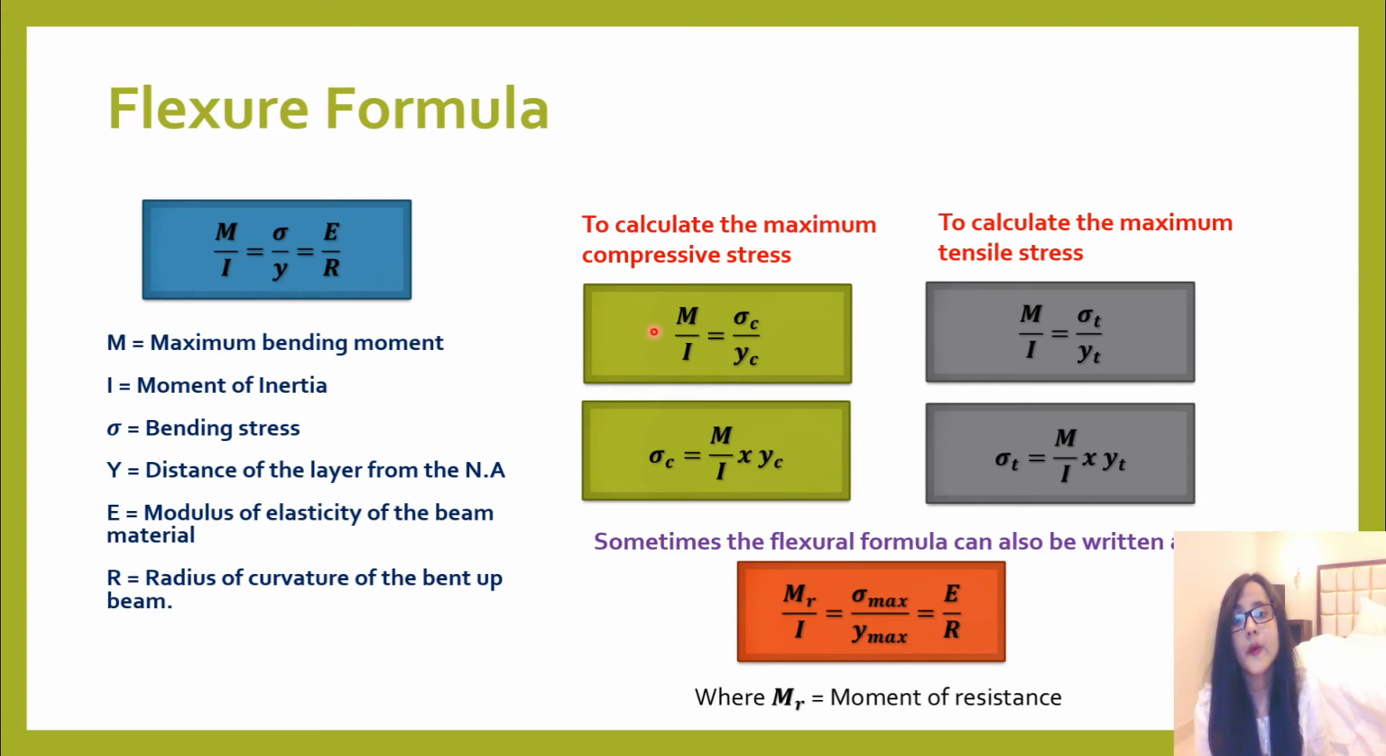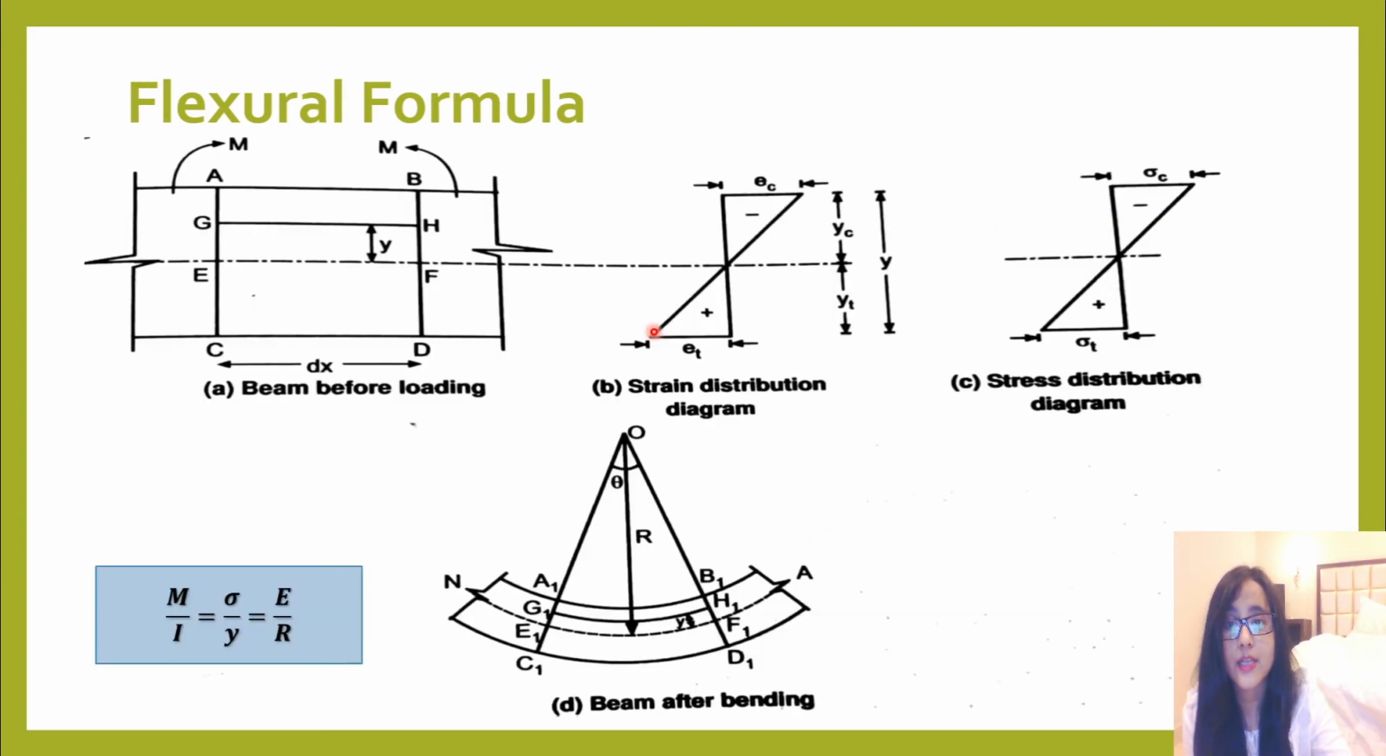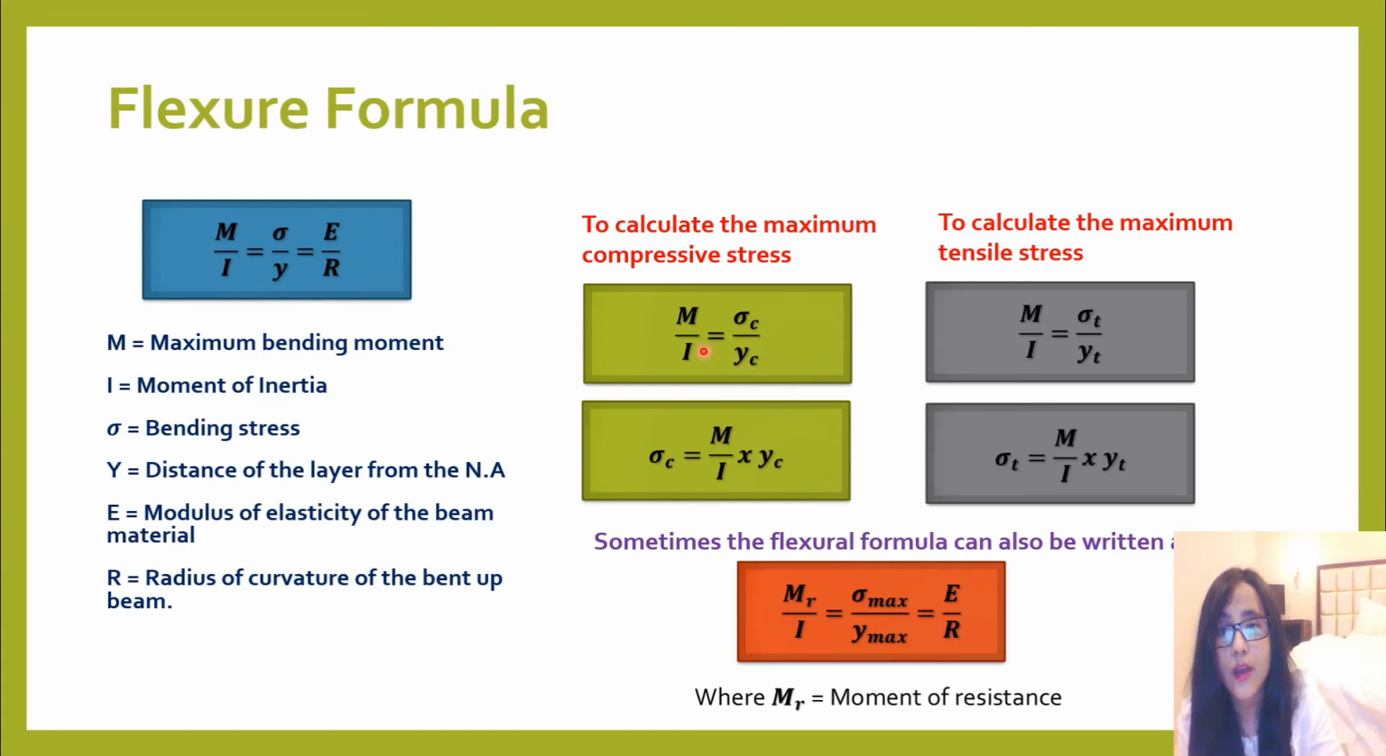Now if you want to calculate the maximum compressive stress, meaning you have to find sigma c for this portion, then you have to use this formula. From this flexural formula you get sigma c equals M by I into yc. So please remember this formula. We will be constantly using it to solve the numericals.